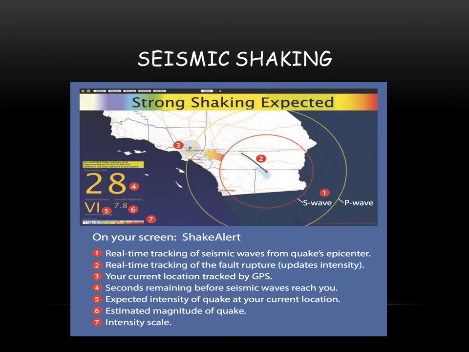Then the second factor is the seismic shaking. This is also known as the seismic ground motion. The seismic shaking is caused by seismic waves that are generated during an earthquake. The extent of damage caused by seismic shaking depends on the duration, how long the ground was shaking, and the frequency of the seismic shaking. The higher the frequency of the seismic shaking, the greater the earthquake's intensity, hence the higher the damage.